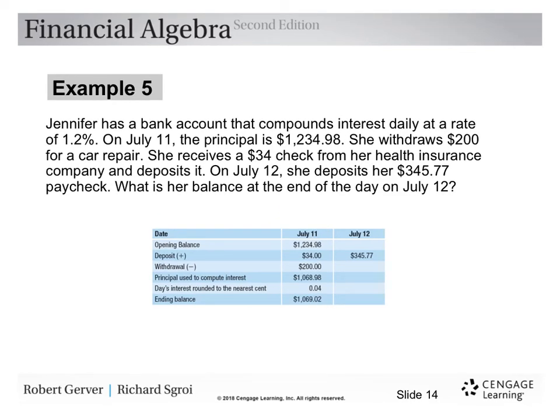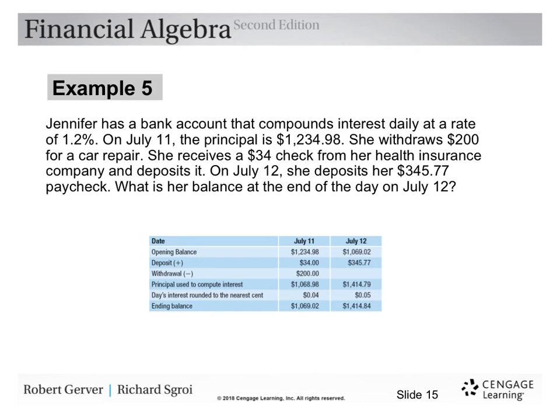All right, so let's take a look at what's happening here. On the 11th, she starts off with an opening balance of 1,234.98, okay? She deposits her check for 34. She withdraws 200. She has a new principal. Her new principal is $1,068.98. We use the I equals PRT formula to calculate her interest for 1 day. Her interest for 1 day is 4 cents. So her ending balance at the end of the day on the 11th is $1,069.02.